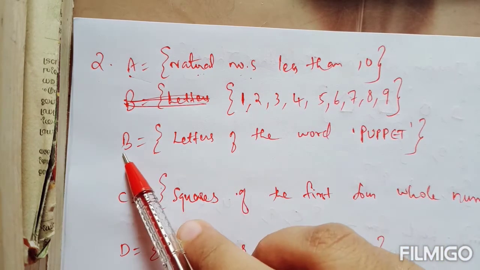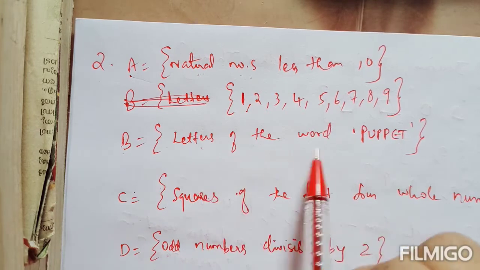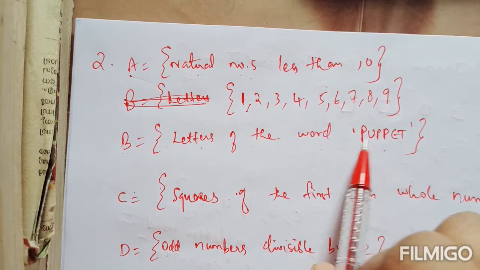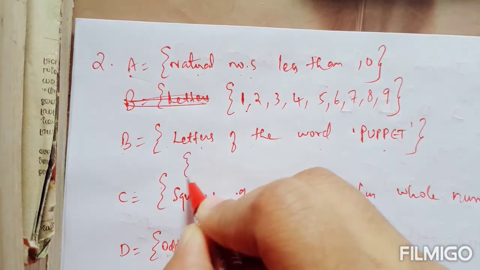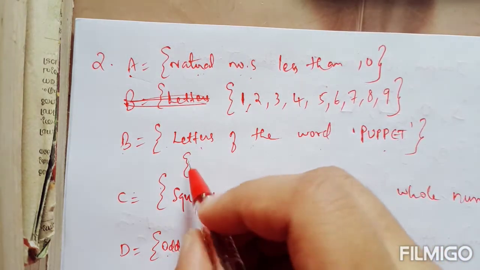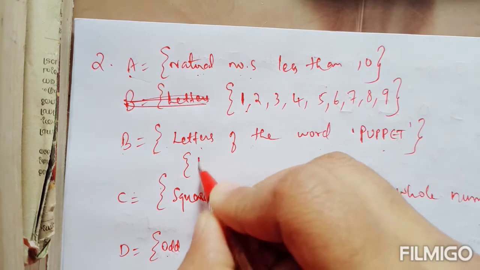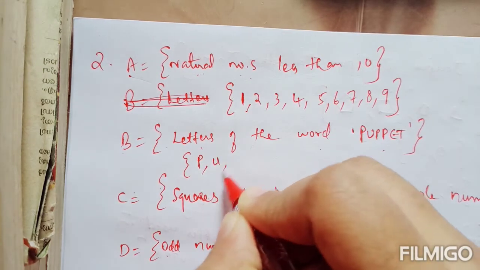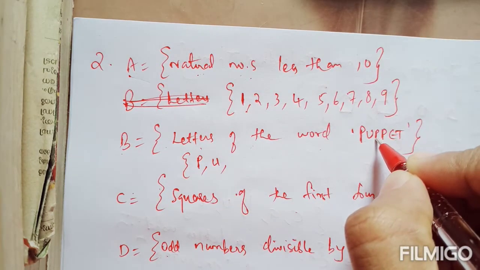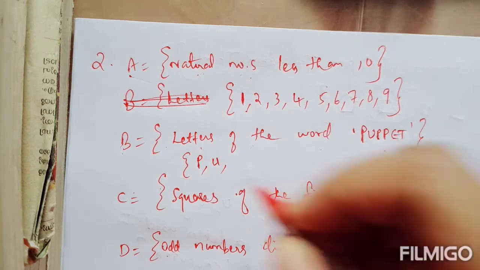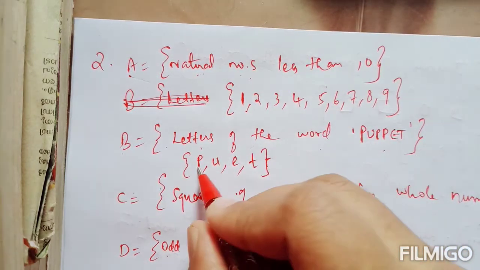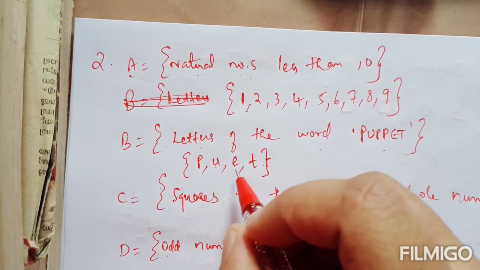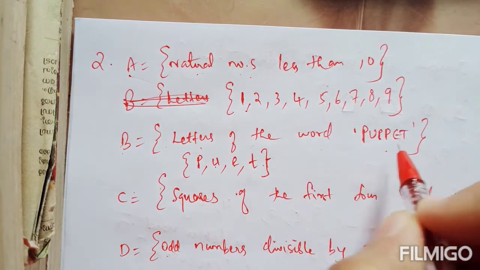Okay, now B equal to set of letters of the word puppet. So these letters of this word puppet we can write in the set. Okay, so in set B, P will come. P, then U, again P, no need to write that P again. Then E, then T. So P, U, E, T. This is the set of letters of the word puppet.